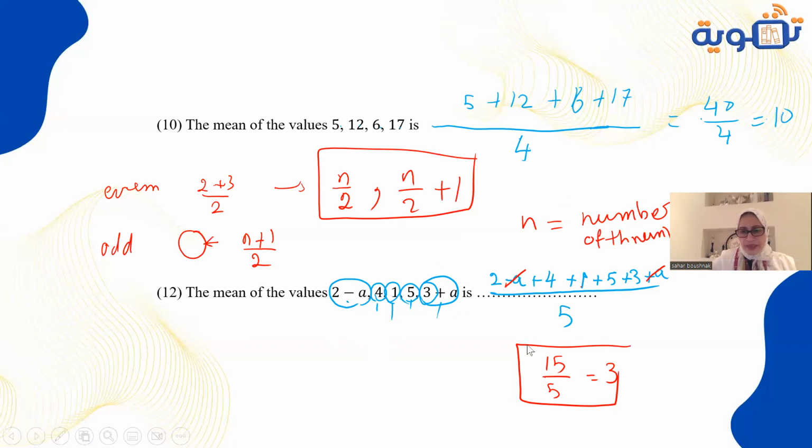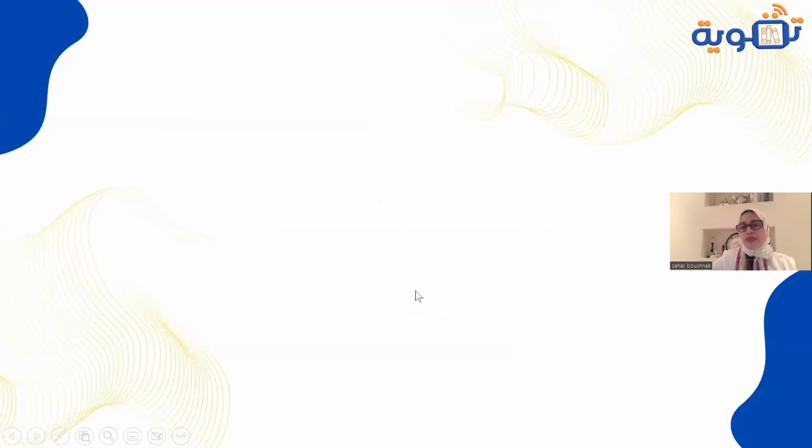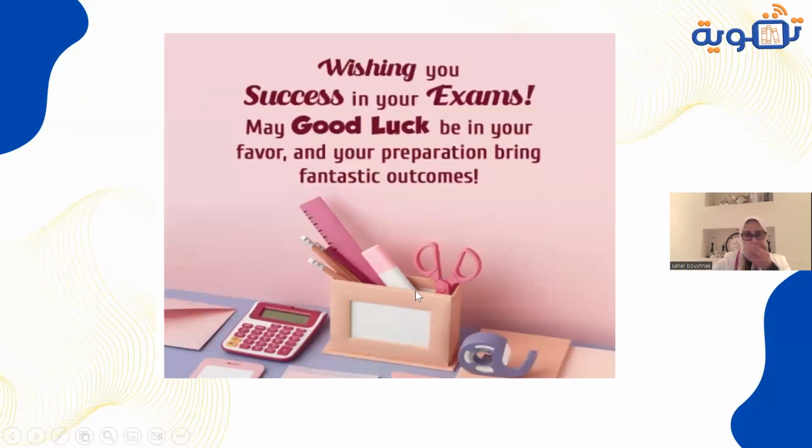And the mean is the sum of all the values divided by the number of these values, and the mode is the most repeated number, or the most common data.